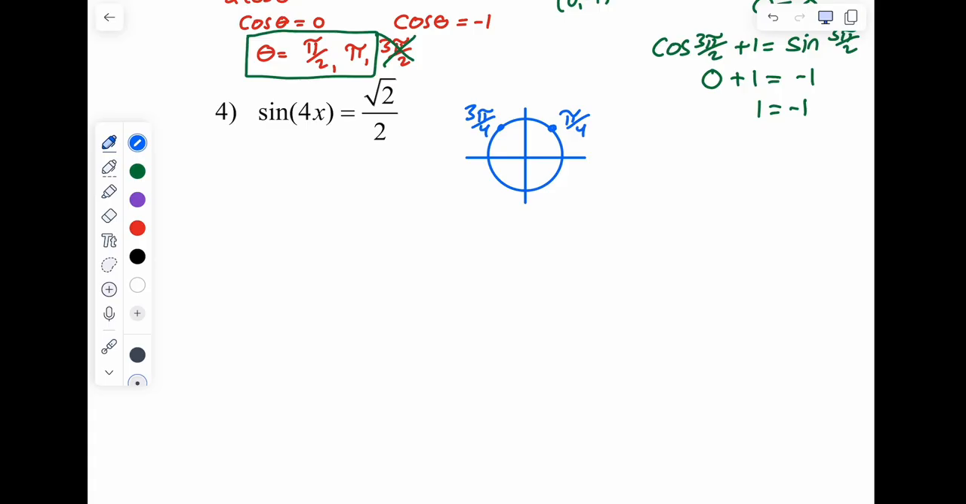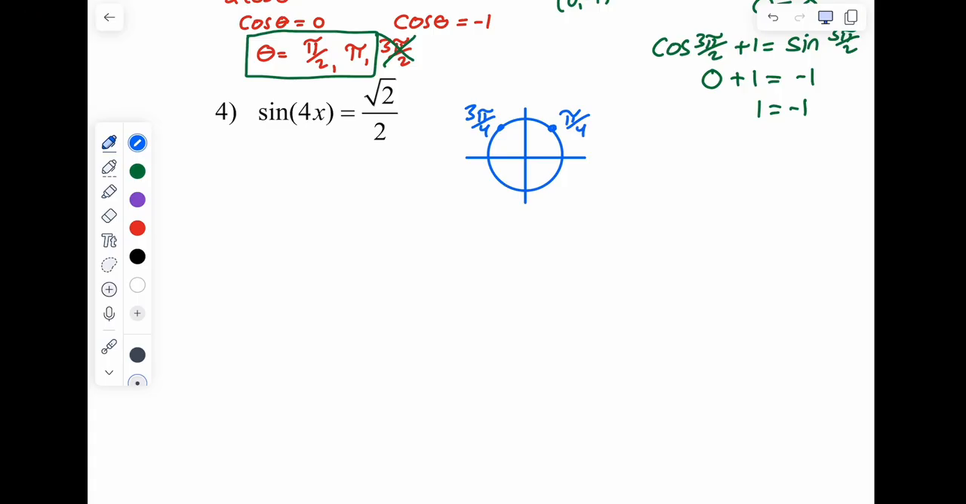It really helps to understand why this one is going to require a different approach. If that 4 wasn't there, those are the answers, and it's over. Now that 4 is there, and if I did divide this by 4 and get pi over 16, that would be an answer. Pi over 16 times 4 is pi over 4, and sine of pi over 4 is root 2 over 2. And if I divide this one by 4, I get 3 pi over 16. That's an answer too. You follow me so far?